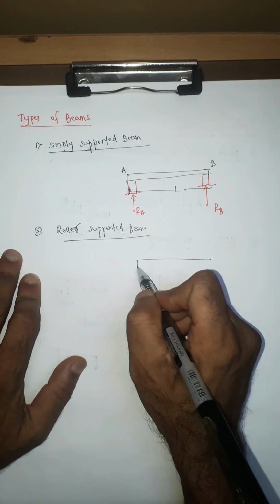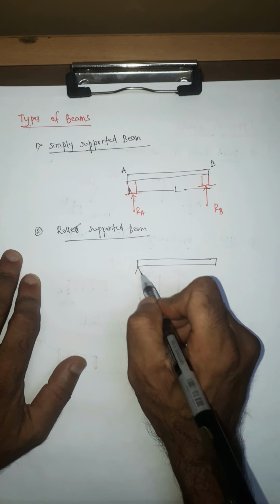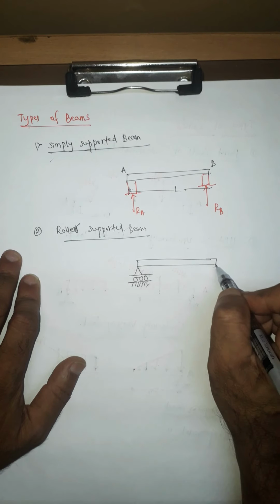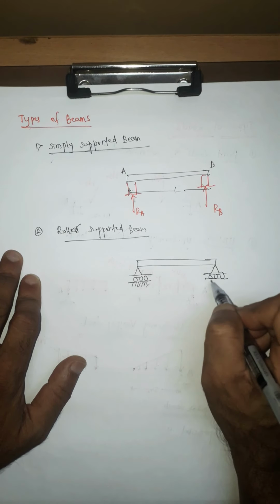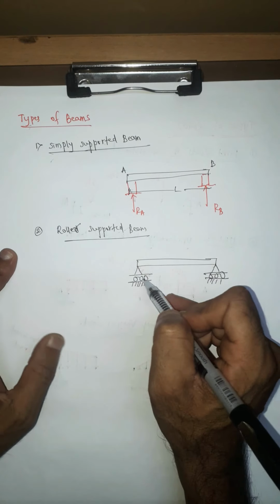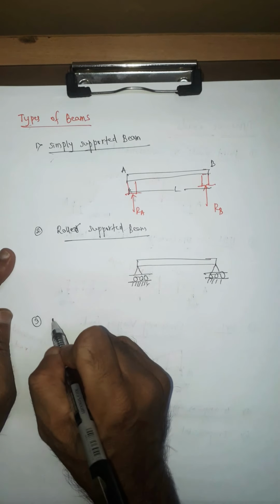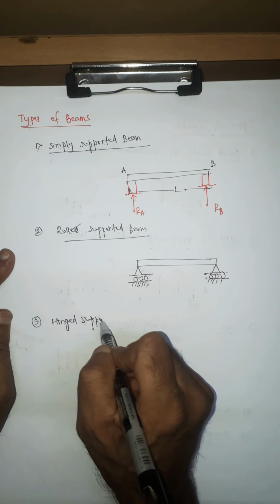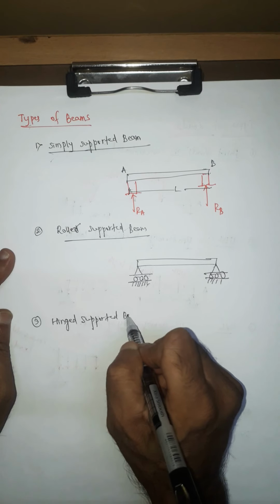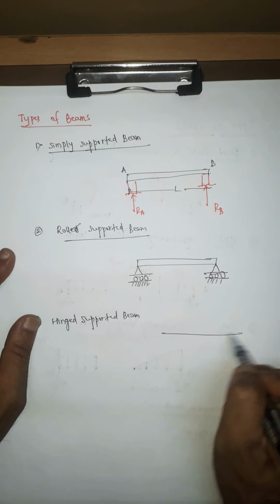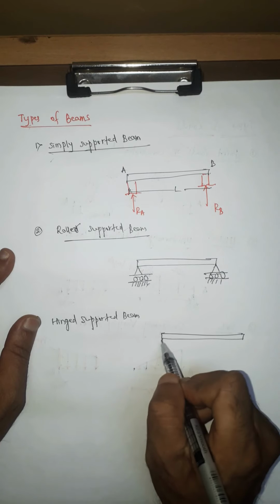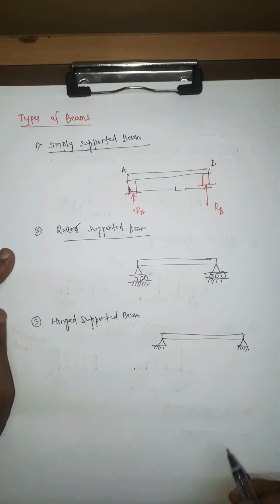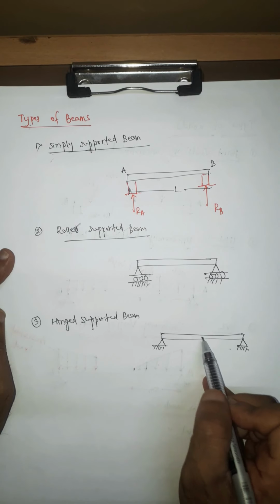Roller supported beam, again depending upon the supports. Now see, if at both ends roller supports are provided, this is called a roller supported beam. Then the third one is the hinged beam or hinged supported beam. Now hinges will be there, or a hinged support will be there. Like this, so it is a hinged supported beam.